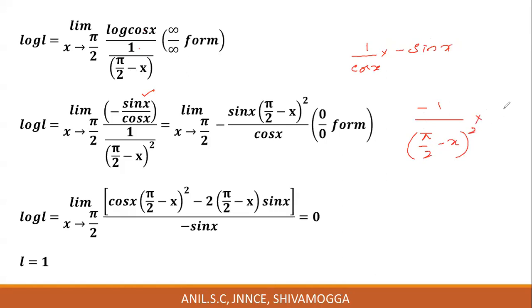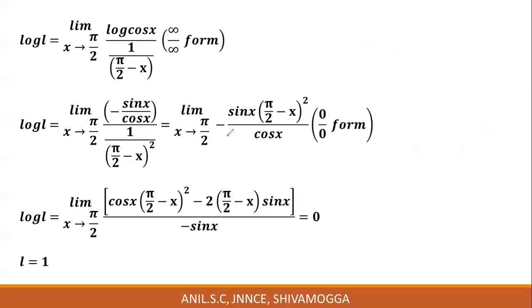Into derivative of pi by 2 minus x is minus 1. Minus 1 into minus 1 is made plus 1 divided by pi by 2 minus x whole square. Therefore, this is equal to, you keep this negative sign as is, sin x into transform this pi by 2 minus x whole square to numerator divided by cos x.